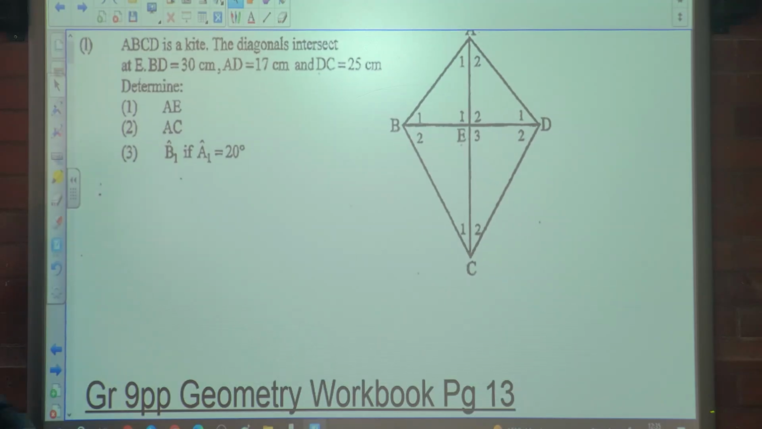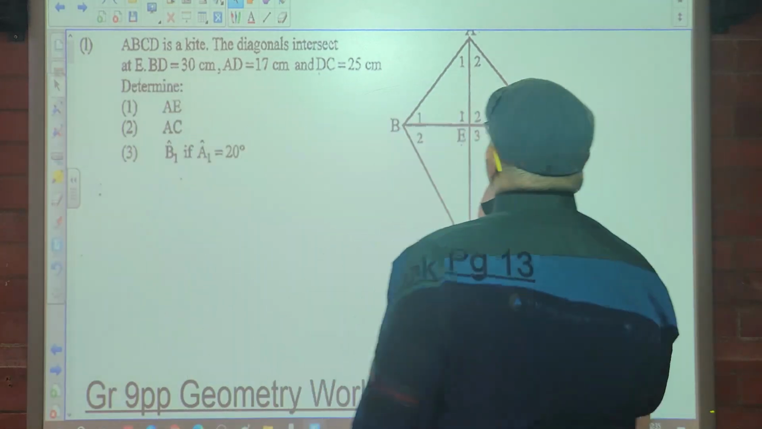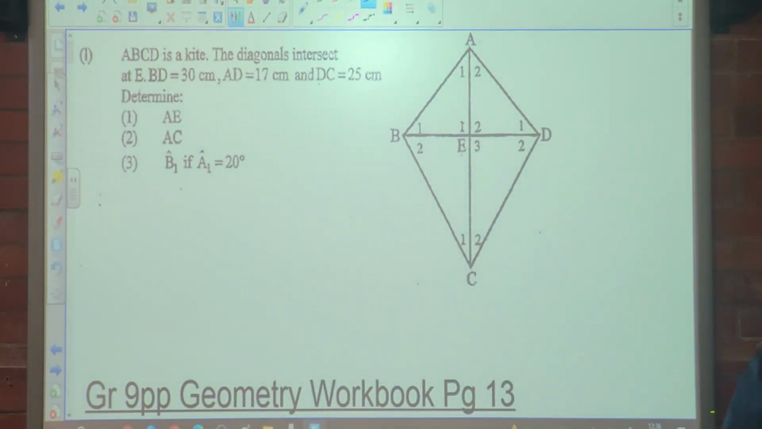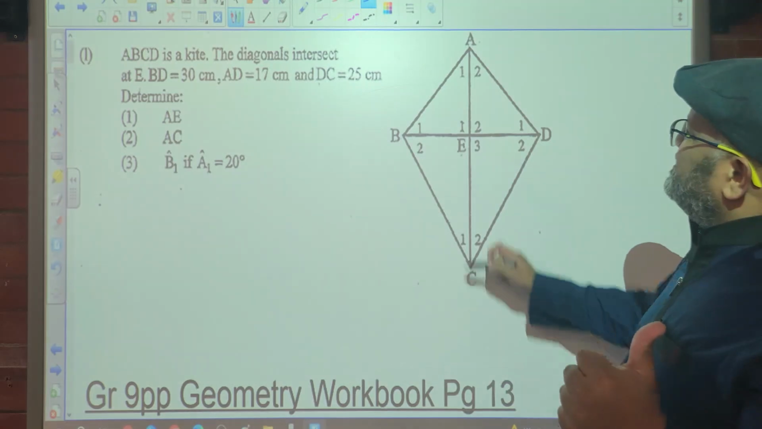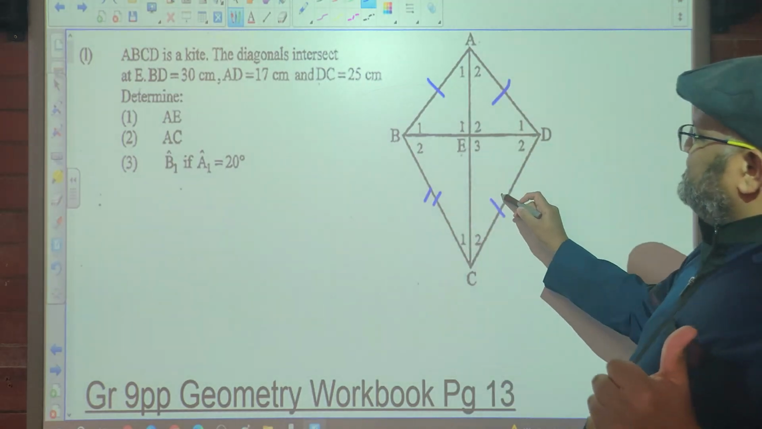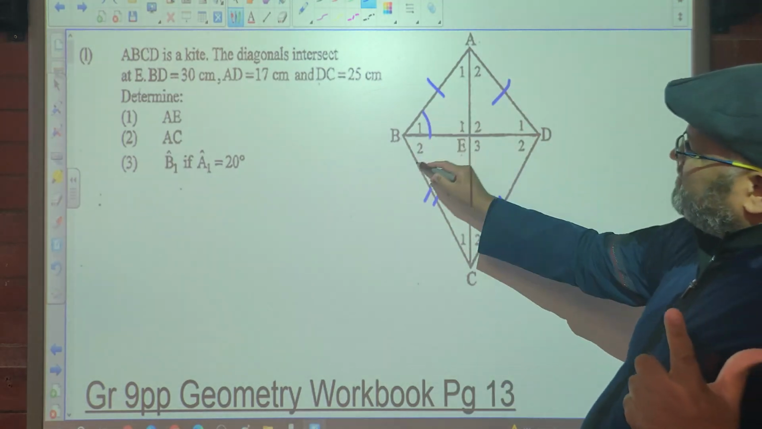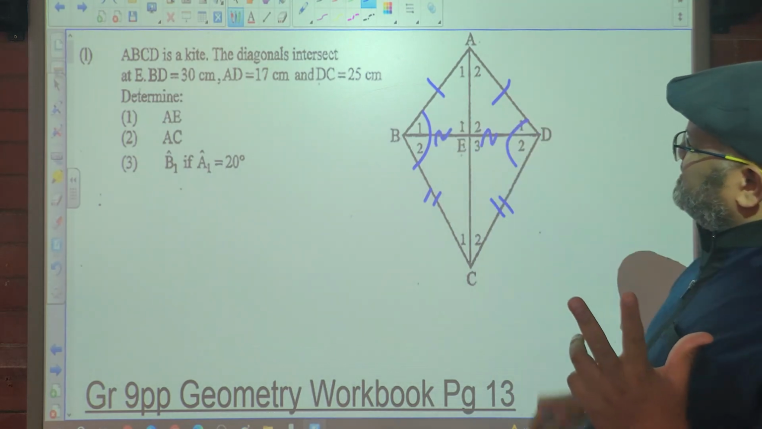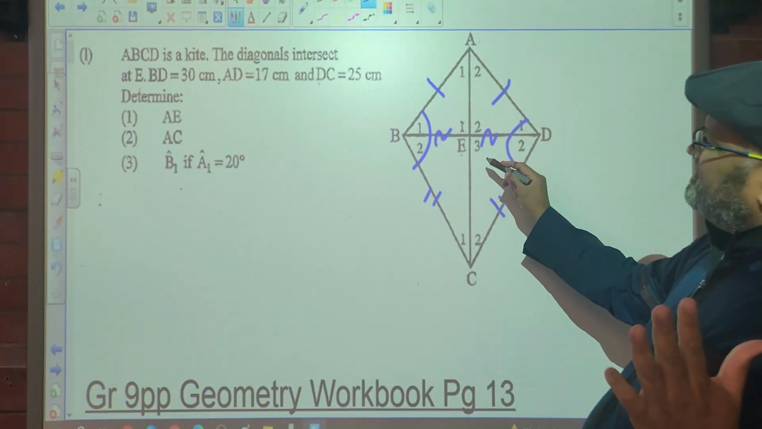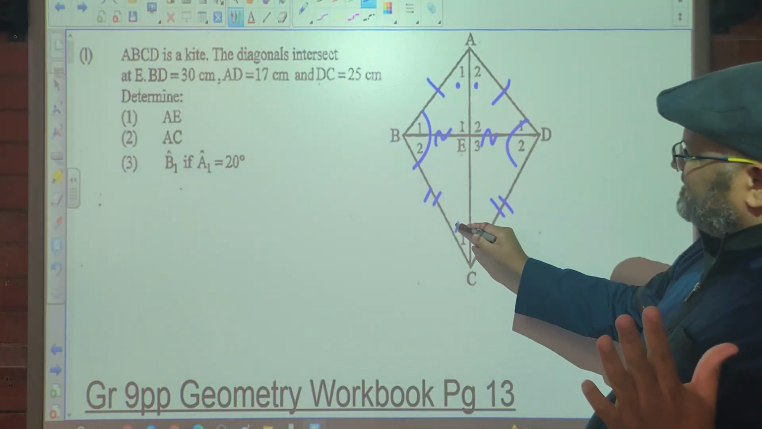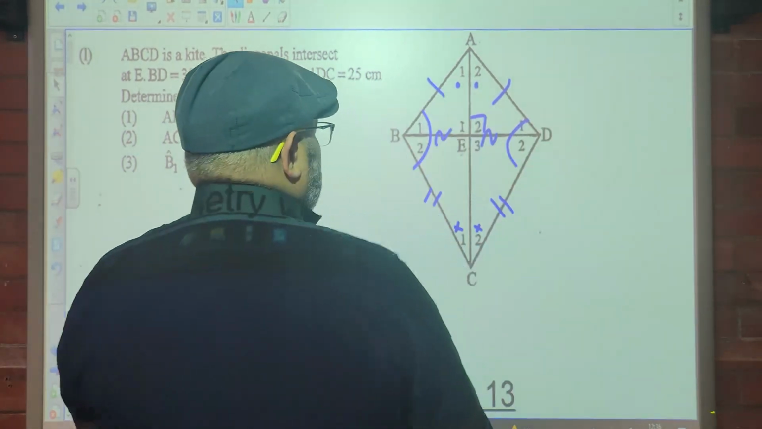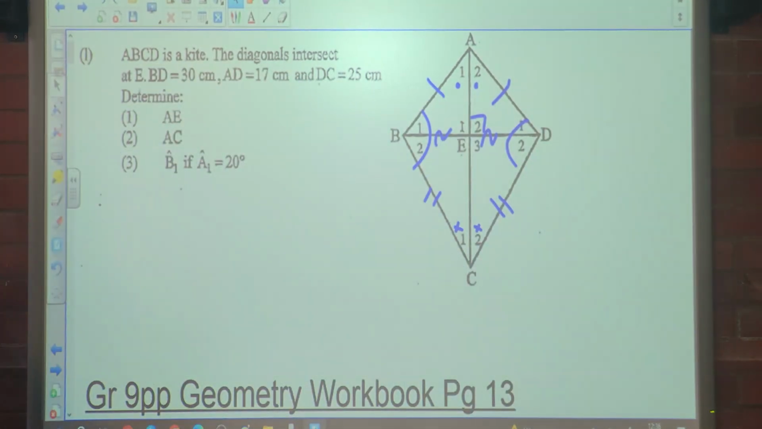People, we are told that ABCD is a kite. What comes to mind? Five properties come to mind. What are the properties? Two pairs of adjacent sides are equal. One pair of opposite angles are equal. One diagonal bisects the other. One diagonal bisects the vertex angle. You sound like some of you are still reading. You should be knowing this off by heart by now.